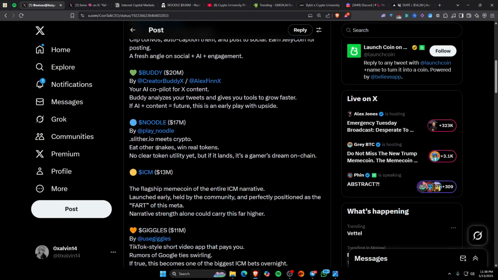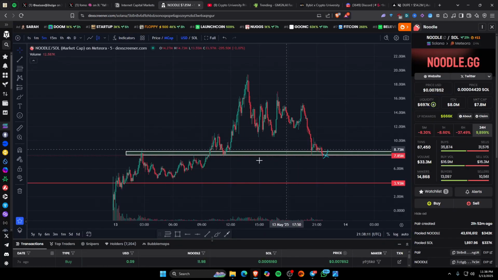So it's going to be a snake-like game. It's a snake that's going to eat other snakes, and you win actual tokens. So this game is actually paying you. You can see how it's basically done. It was launched today, and it went from a 100k market cap all the way to 18 million market cap, and right now we do have that pullback.